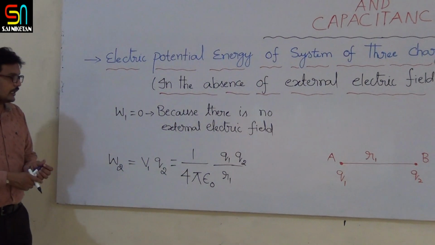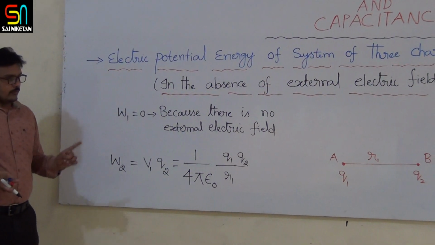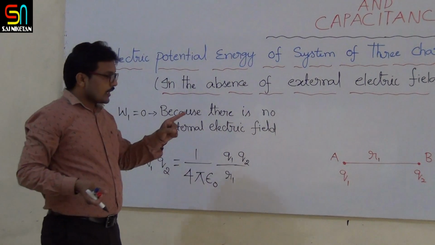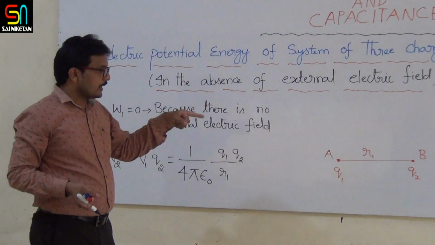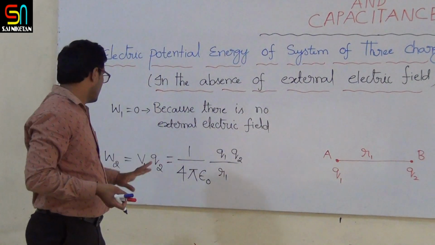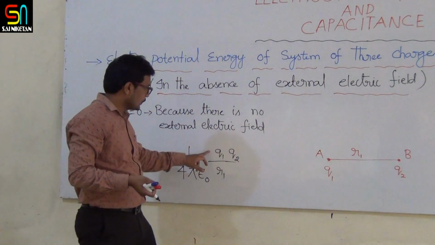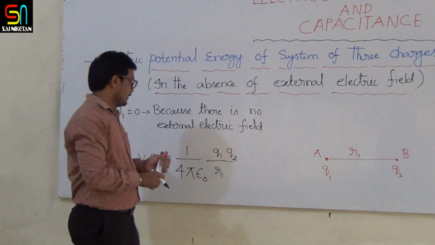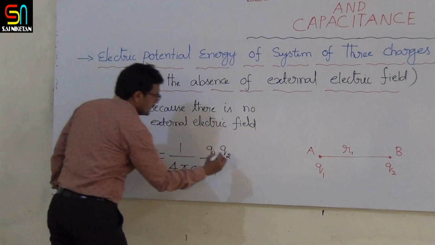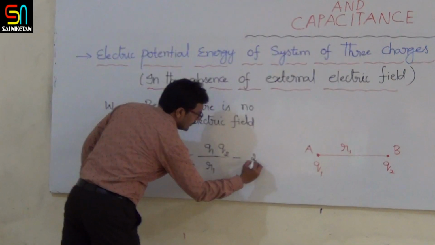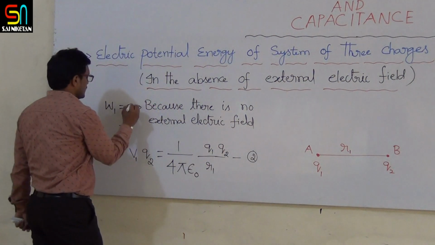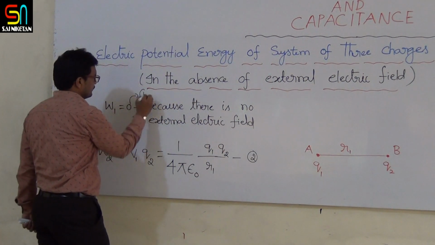So then work done to bring the charge Q2 into the field, against the field, W2 is equal to 1 by 4 pi epsilon naught Q1 Q2 by R. So we consider this is equation number 2 and this is equation number 1.